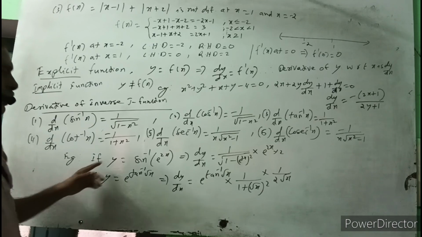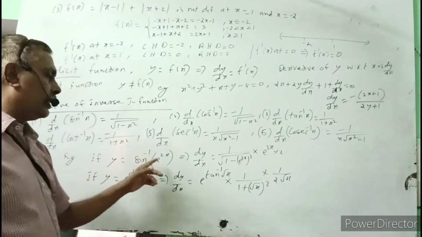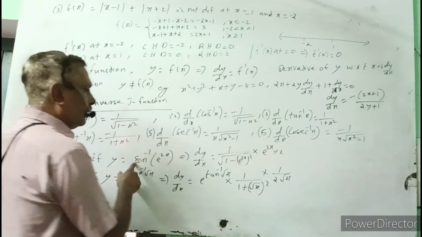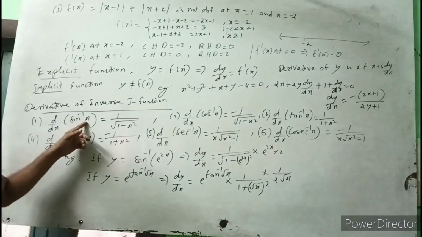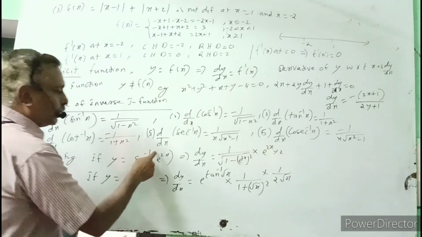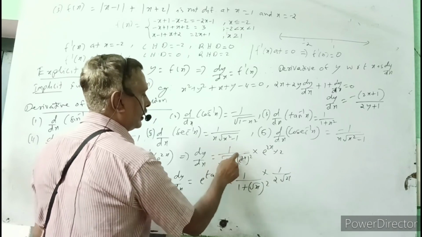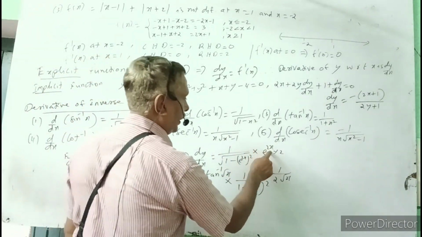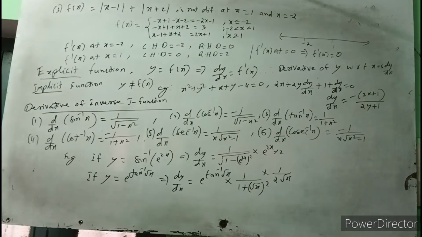Now, one or two examples. If y is equal to sin inverse of e raised to 2x, this is an explicit function, so we can find dy by dx directly by the chain rule. Applying the chain rule, the sin inverse derivative is 1 upon root of 1 minus x square. Here, instead of x, e raised to 2x is written, so 1 upon root of 1 minus e raised to 2x square, into the derivative of e raised to 2x, which is e raised to 2x into 2. This is the chain rule which we studied in the last section.